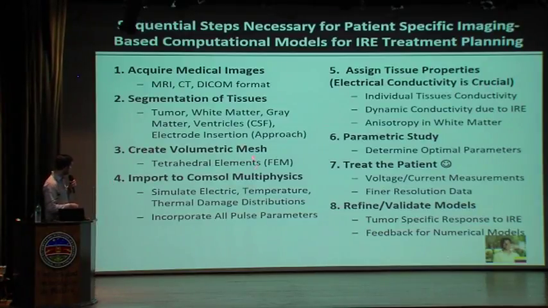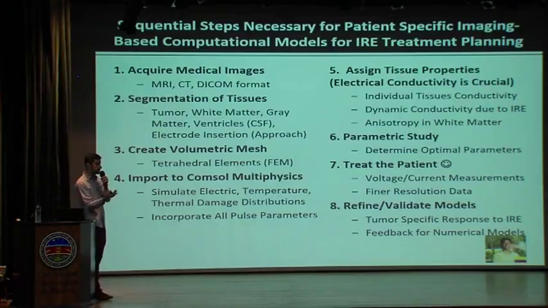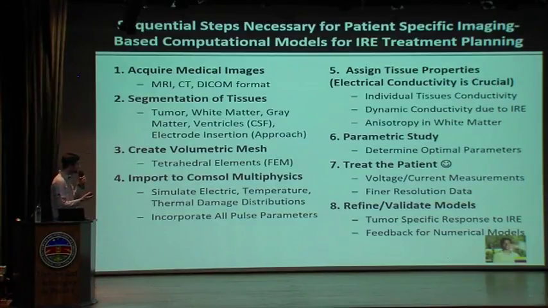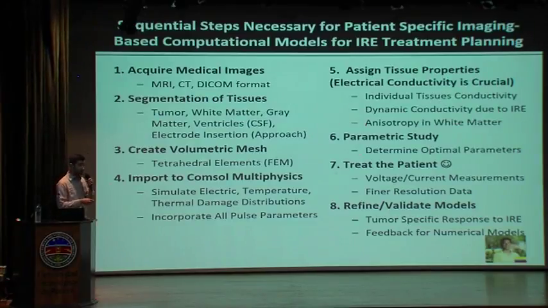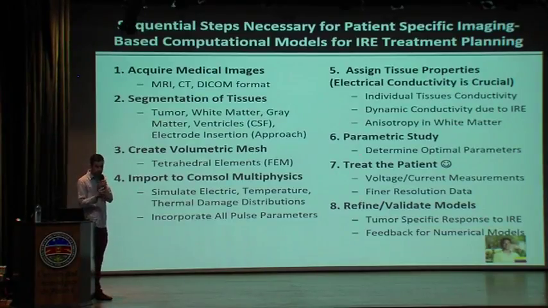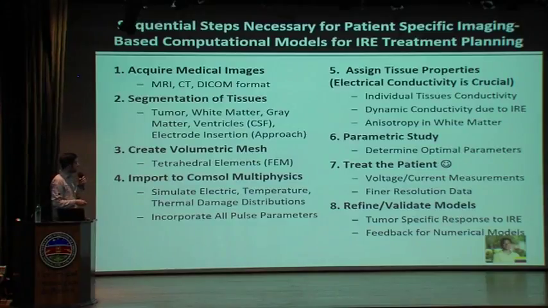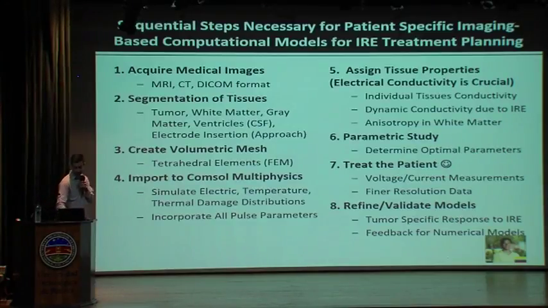Then we create the computational model and determine the tissue properties. So we have to estimate the electrical conductivity of tissues. Then we do a parametric study, determining the voltages that need to be applied, actually perform the treatment, and then finally refine and validate the models.